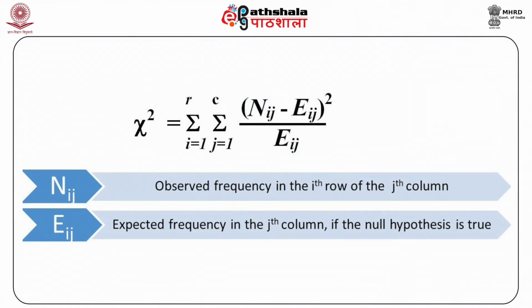The chi-square is given as the sum of (Oij minus Eij) whole square upon Eij, where Oij is the observed frequency in the ith row and the jth column. Eij is the expected frequency in the jth column if the null hypothesis is true.